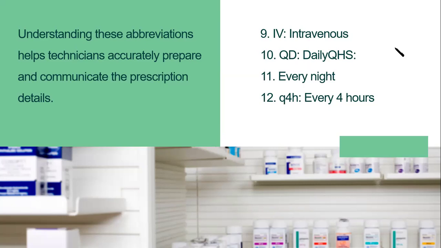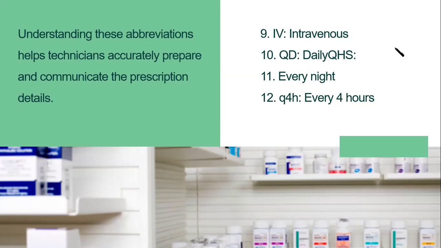QD, that's QHS. What do we mean by the QHS? It refers to prescriptions or instructions that indicate a medication that should be taken once daily and at bedtime, only at bedtime, QHS. There are drugs that you only need to take when you want to sleep at bedtime and not before bedtime. Very important. Okay, so we also have every night, we also have every 4 hours, Q4H.